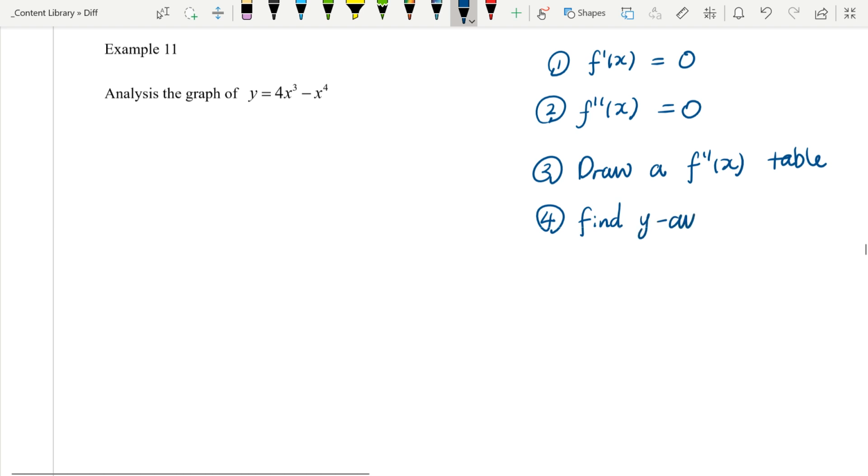Fourth, find the y value of these coordinates, and state the nature. That's basically the 4 steps. Using these 4 steps makes it easy to find all the points.